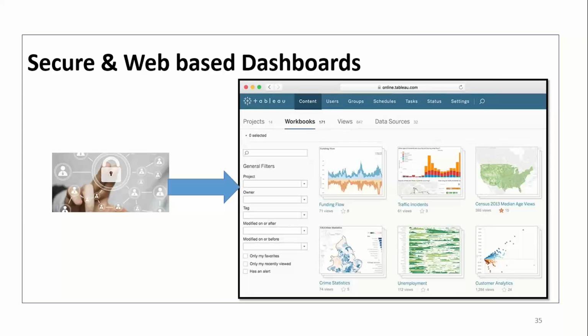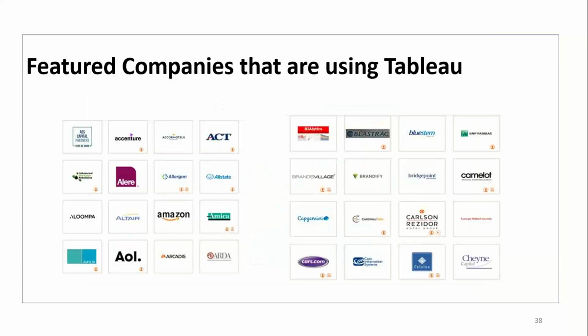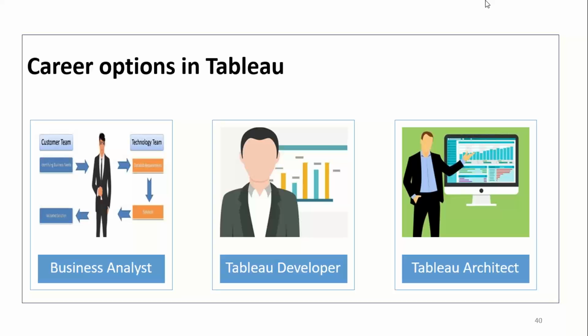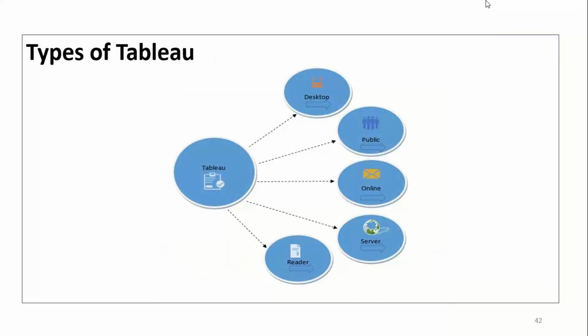Okay, and with the help of this, we create web-based dashboards. There are a lot of companies that rely on Tableau for all their reporting purposes. Just a couple of names of the companies which are using Tableau: Cast.com, Capgemini, Amazon, AOI, Camelot. These are some of the famous companies, like Accenture, which use Tableau a lot. These are different career options that you will get: BI developer, Tableau consultant, Tableau architect, BA, like this.